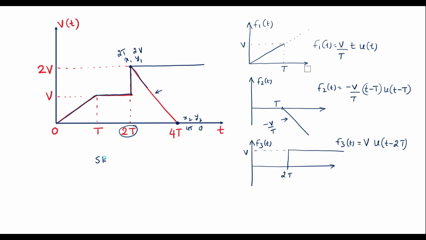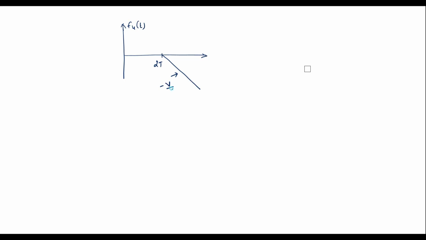We know that slope can be calculated as (y2 minus y1) divided by (x2 minus x1). So y2 is 0 minus y1, which is 2V, and x2 is 4T and x1 is 2T. So the slope is equal to minus 2V by (4T minus 2T), which is 2T, that is nothing but minus V by T. So the slope of this is minus V by T.